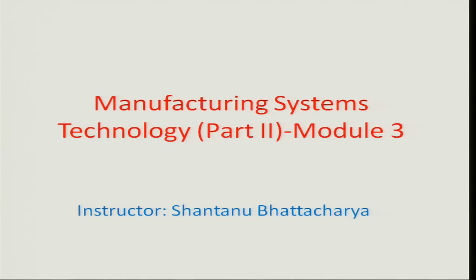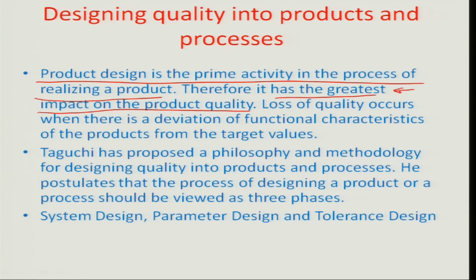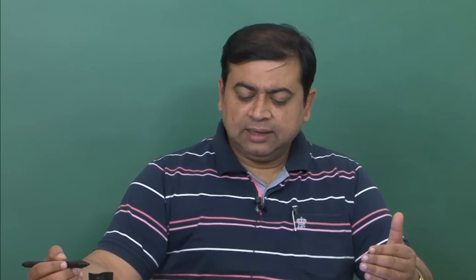We were talking about how to introduce quality at the product design and the process design stages itself. As we know, what we have discussed so far is that product design is a prime activity in the process of realizing a product, and therefore it has a great impact on product quality. In fact, it has the greatest impact. So if the design is quite robust, then it can allow very little non-conformance at the process and the product level.